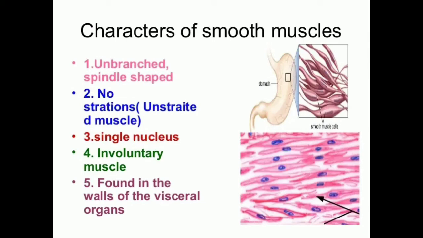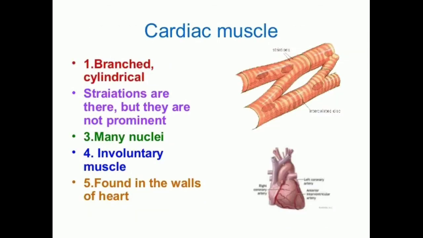Okay, so the next type of muscle is cardiac muscles. From the word itself you can understand they are also involuntary muscles, and they will have some striations. The cells will be long, cylindrical in shape, branched and multinucleated. They are present in the heart and help in the contraction and relaxation of the heart. So these are the three different types of muscle tissues.